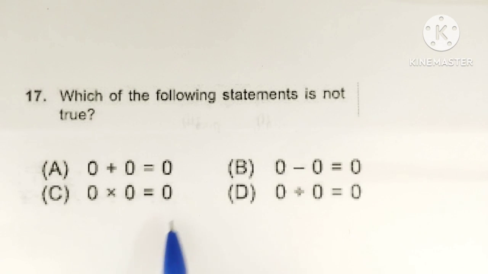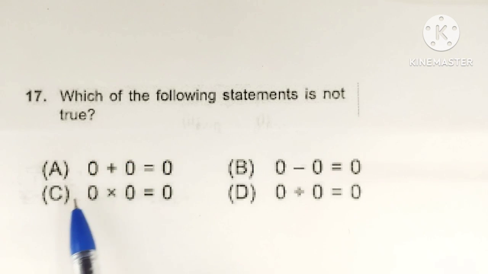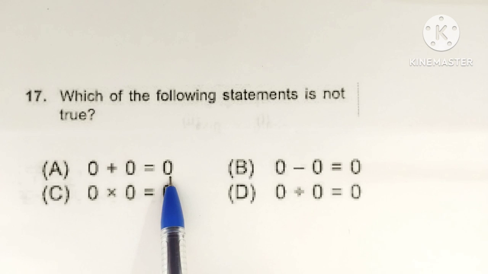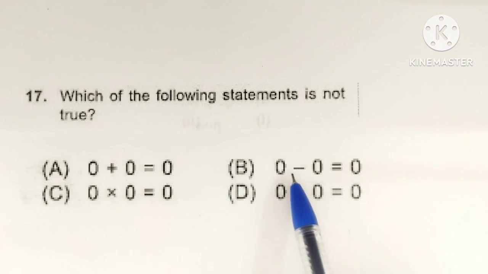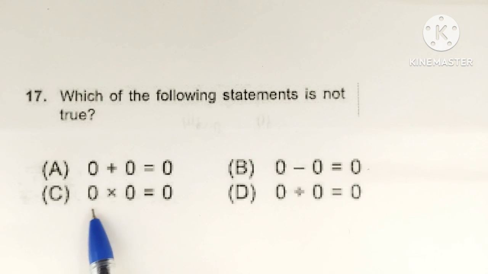17th one. Which of the following statements is not true? A, 0 plus 0 equal to 0. This is the correct one. 0 minus 0 equal to 0. This is also correct. 0 cross 0, which is equal to 0. This is also correct. Any number into 0 is 0.